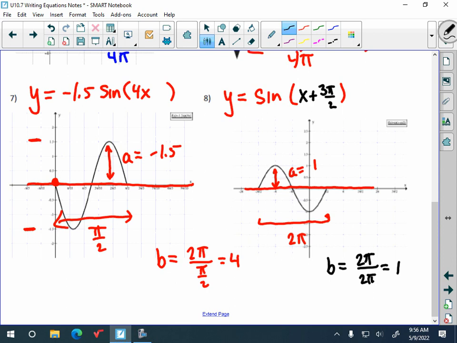And you can see that this works. 2 pi divided by 1 is 2 pi. Total length is 2 pi. C divided by B, 3 pi over 2 divided by 1 is 3 pi over 2, shifted to the left. So it starts at negative 3 pi over 2. All right, and that's it.